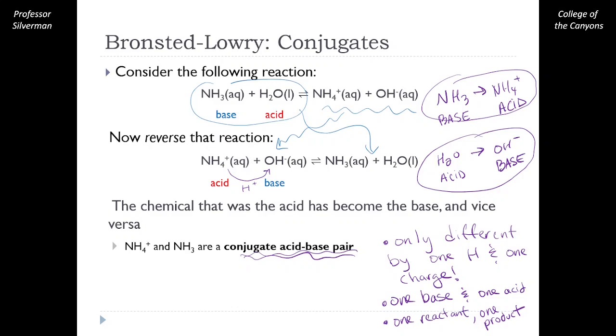This is our Bronsted-Lowry conjugate pair. One acid, one base, only different by adding an H and adding a charge, or subtracting an H and subtracting a charge. And if you write out that full reaction, one of them is a reactant, the other one is a product. Your base turns into its conjugate acid, or your acid turns into its conjugate base.